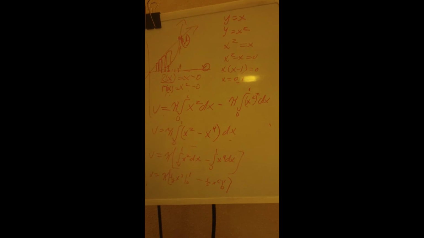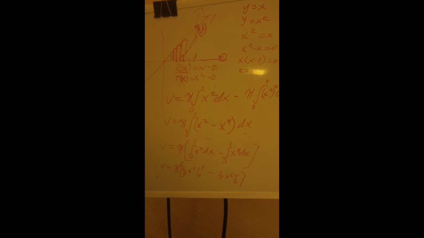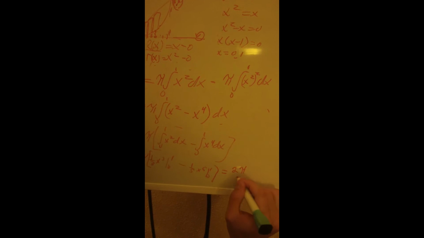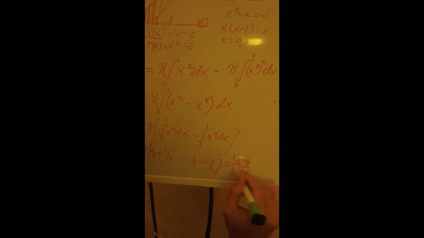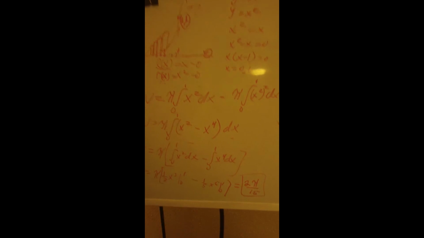And then when you simplify, you're going to end up getting 2 pi over 15. That's going to be the volume. And so that's how you use the disk method.